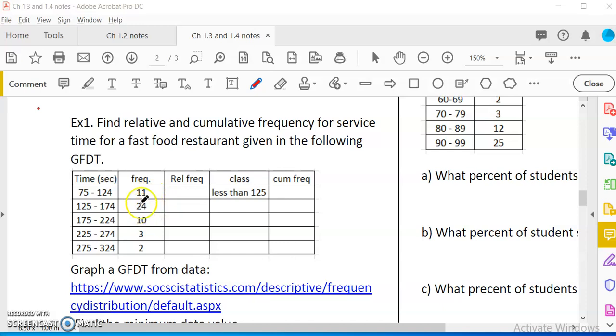whole, right? So to find the relative frequency, we would need to first find the total frequency. That means how many data there are. For example, in this particular one, someone has classified the data into these classes already. So we just need to know how many total data there are by adding all the frequencies. So 11 plus 24 plus 10 plus 3 plus 2, that is plus 5. That's 50.